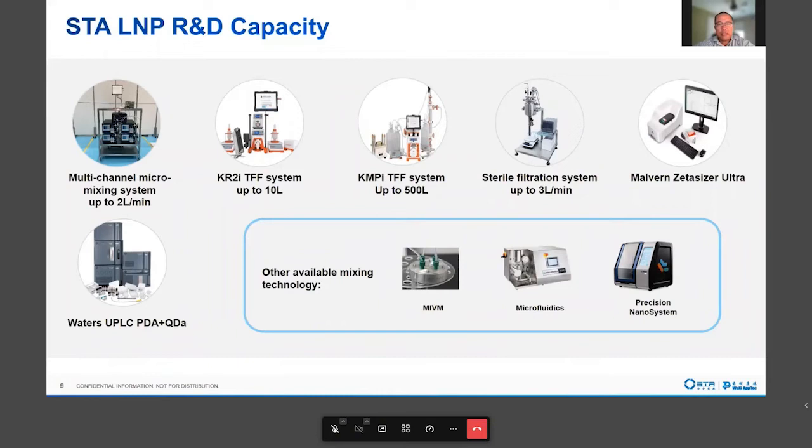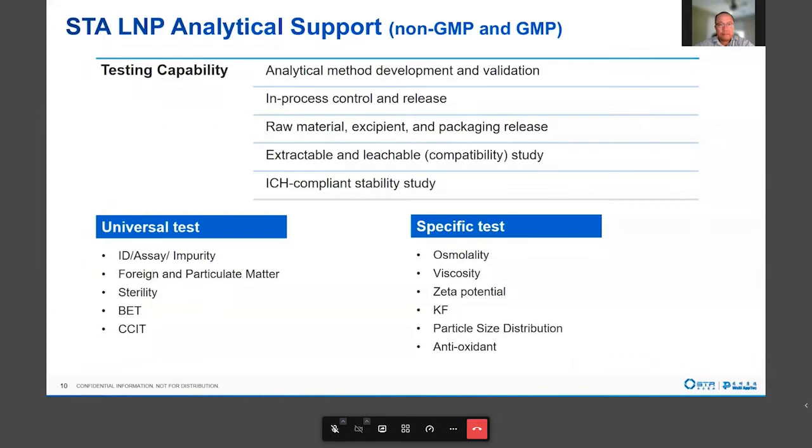Besides the process optimization on the multi-channel macro mixing step, we have also done a lot of evaluation and optimization work on the TFF and sterile filtration. In each lab, we also have the Malvern Zetasizer as standard equipment for particle size measurement. In our research lab, we also have different mixing technologies for process validation.